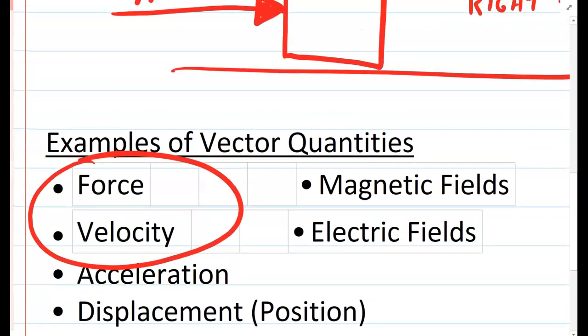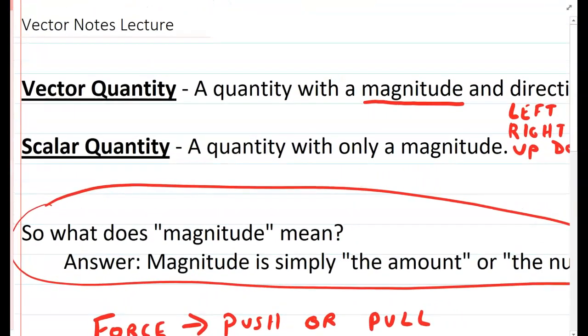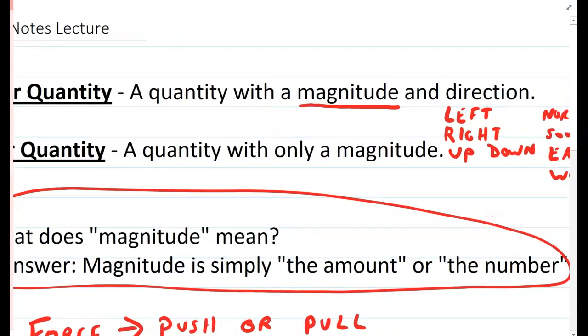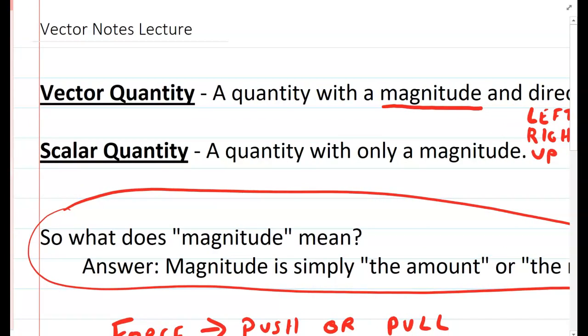Now, let's go back. I'm going to say it again. I'm sorry to be redundant in this video. What is a vector quantity? It's a quantity that has a magnitude, which means amount, and a physical direction, like up, down, left, right, and so on. Now let's contrast that with what a scalar quantity is.